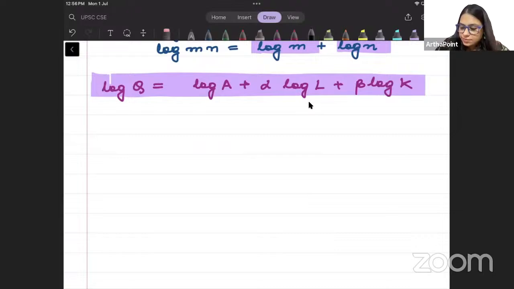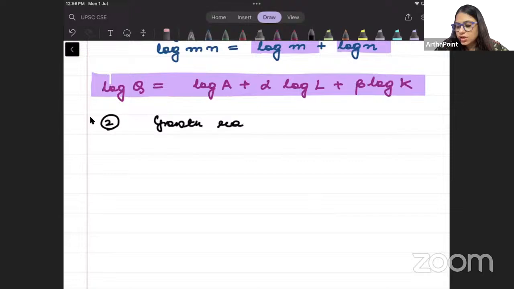Second property, beta. The second property is related to the growth rate. Again, a commonly asked question in our exam. So what is growth rate? How can I define growth rate?